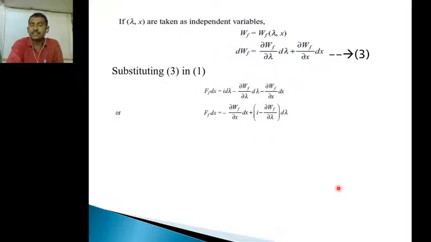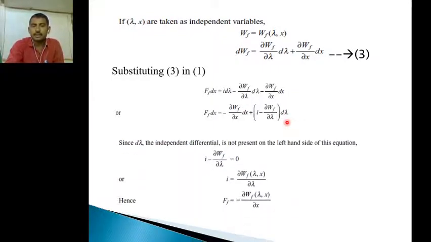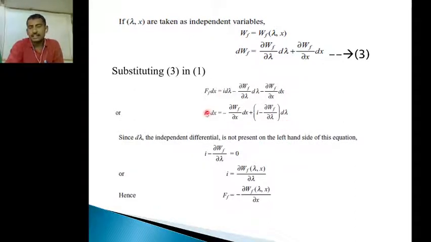Ff dx is equal to I dλ minus ∂Wf by ∂λ into dλ minus ∂Wf by ∂x into dx. So here also, by separating the dx terms and dλ terms, we can get one equation, and by equating the right hand side and left hand side, we have the dx term on both sides, and the dλ term on the right, but on the left side we don't have the dλ term.